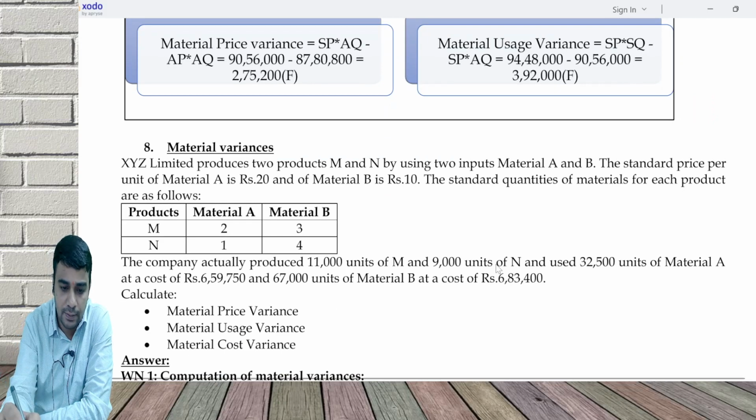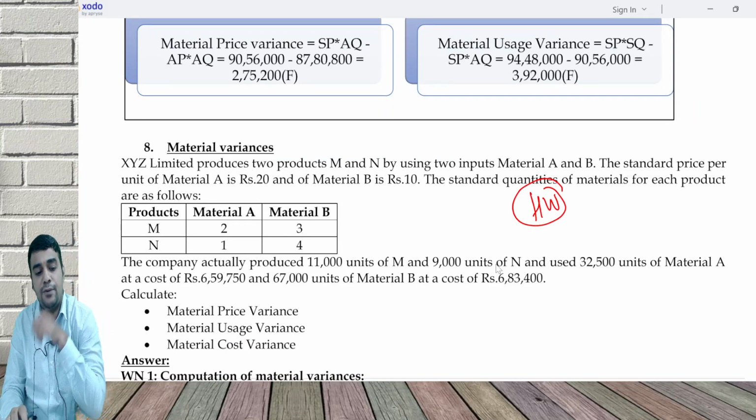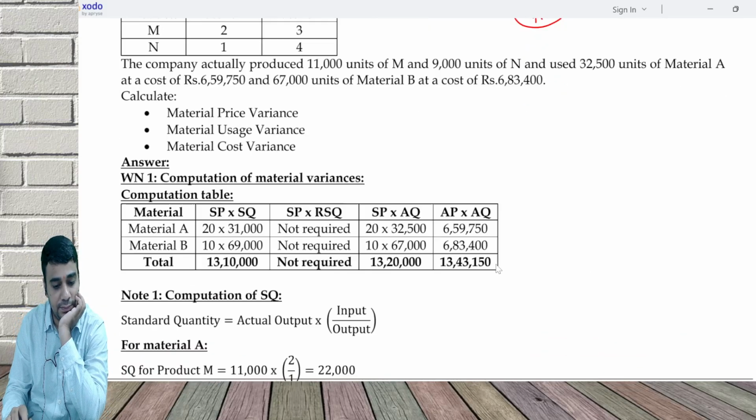8 is homework. It is similar to 7. Here you are going to have two raw materials and two finished products.